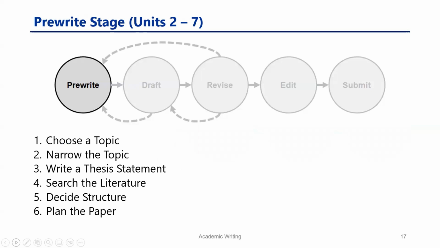In the pre-write stage, you will choose a topic, narrow the topic if you need to, write a thesis statement, search the literature to see what kind of information is out there for your paper, decide the structure or organization of your paper, and do further planning of the paper.